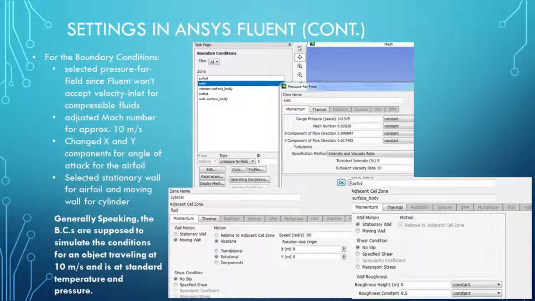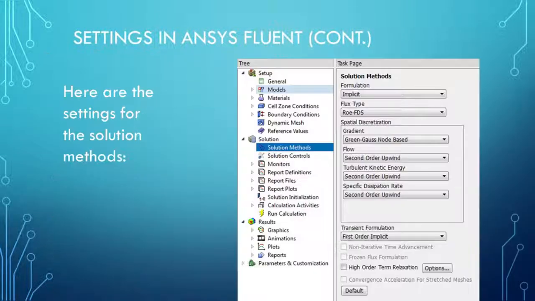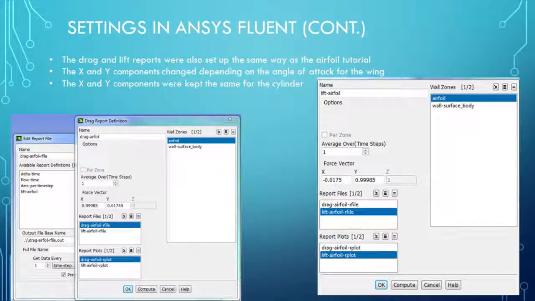Generally speaking, the BCs are supposed to simulate the conditions for an object traveling at 10 meters per second and is at standard temperature and pressure. I chose implicit for the formulation, Green-Gauss node-based for the gradient, and second order upwind for turbulent kinetic energy and specific dissipation rate. The drag and lift reports were also set up the same way as the airfoil tutorial.